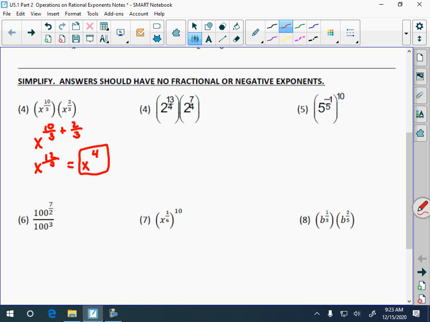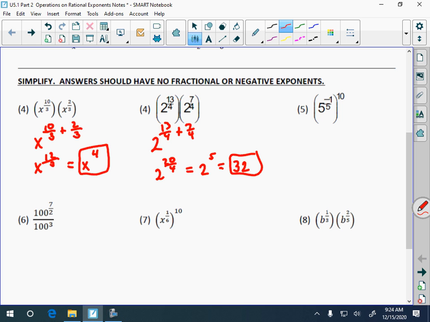All right, so number 4, again, we're multiplying and the bases are the same, so we keep the base, 2, and we add the exponent. So 13/4 plus 7/4, and so that's going to be 20/4, which is 5, so 2 to the 5th. And we can multiply that out. That's going to be 32, I believe.